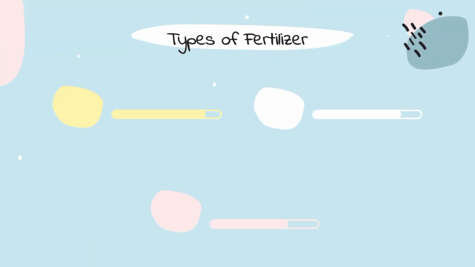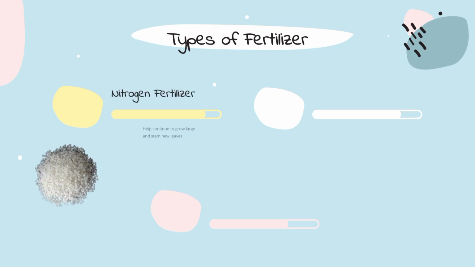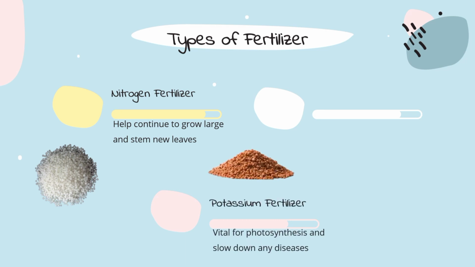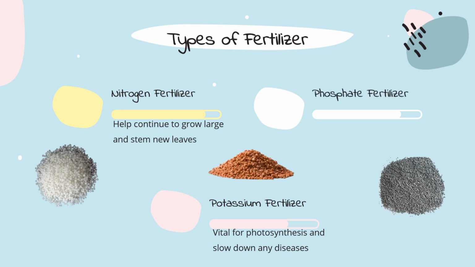There are several types of fertilizer being used nowadays. First of all, nitrogen fertilizer. It helps plants grow large and continually produce new leaves. Besides, potassium fertilizer. It is ideal for photosynthesis and slows down diseases. Next, phosphate fertilizer. It is useful to help strengthen the root system and stems of a plant.